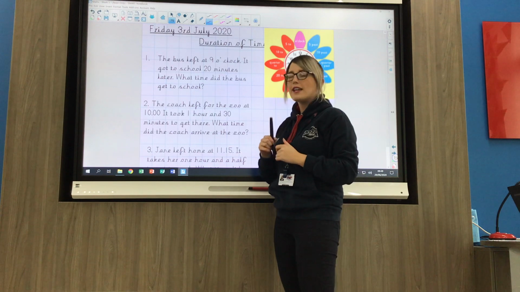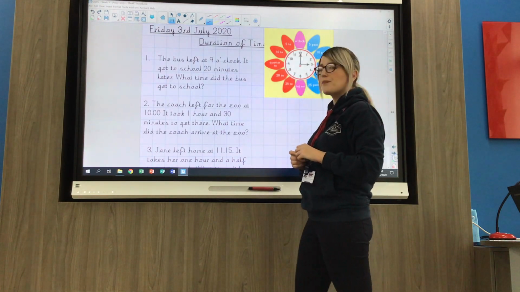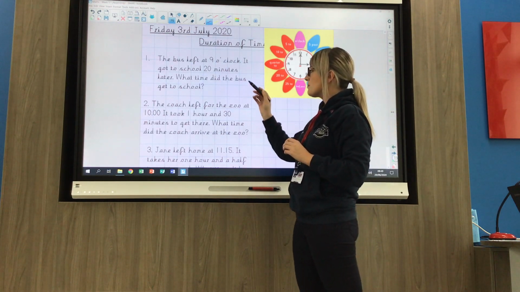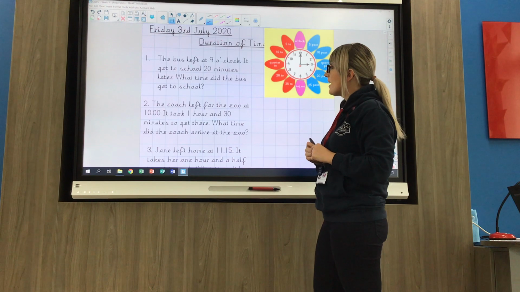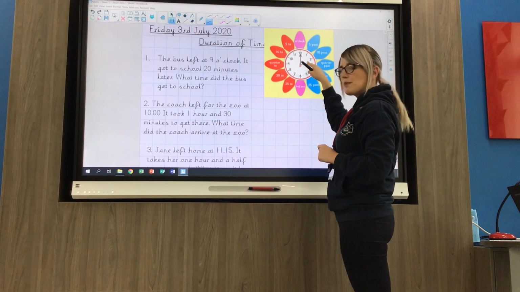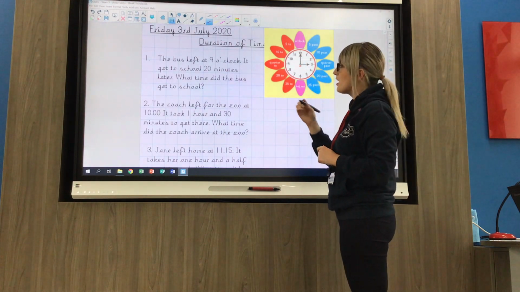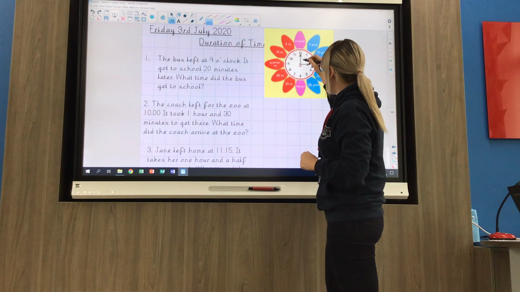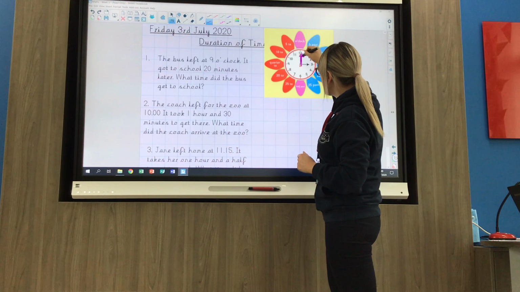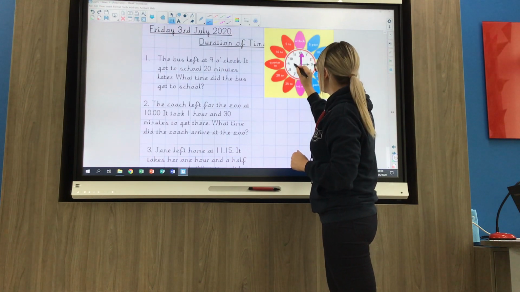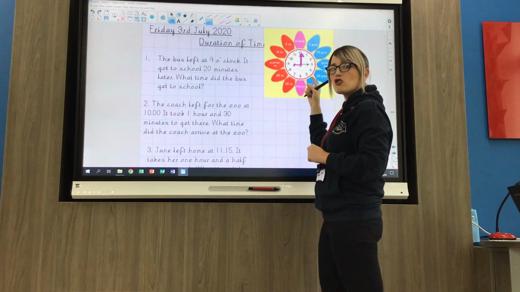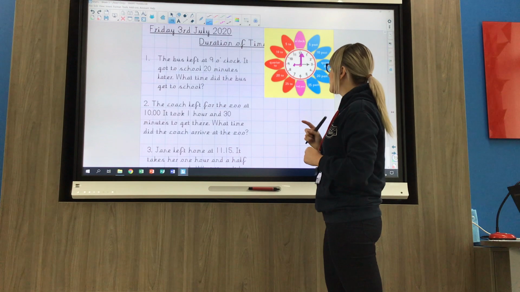So, number one, it says the bus left at 9 o'clock. It got to school 20 minutes later. What time did the bus get to school? Okay, so I'm going to use this to help me. And you can ignore the time which is already displayed and perhaps use a coloured pen. So the bus left at 9 o'clock. So it's already on o'clock. I'm just going to go over that. Okay, so there's my long minute hand pointing at o'clock. And it left at 9 o'clock. So this is a tip for you. I'd get some coloured pens and draw on the clocks throughout your booklet to help you.